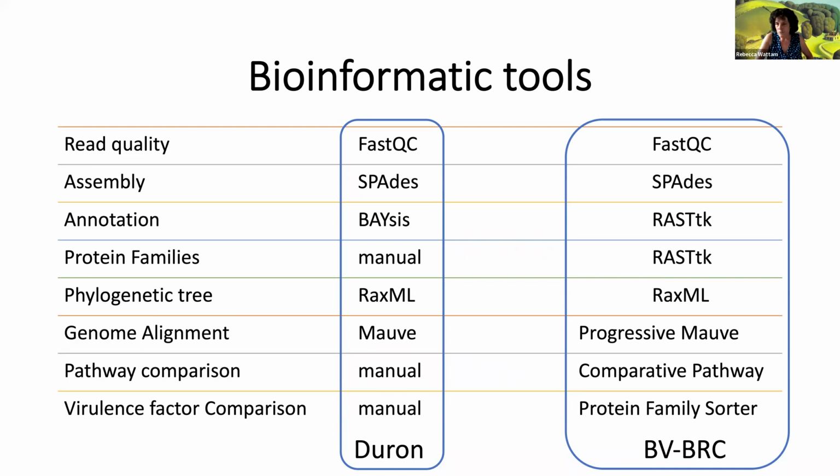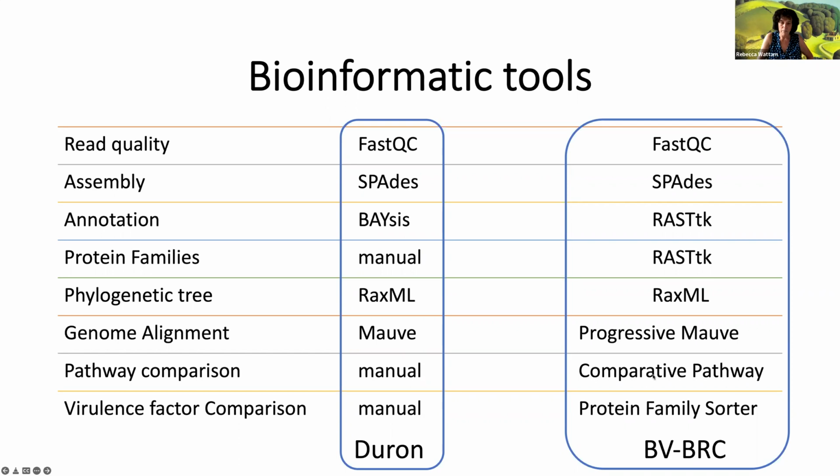We use the RAST toolkit because it gives us protein families and a number of other things. They created their protein families manually. We use the RAST toolkit to do that. Their phylogenetic tree was using RAxML, which we also had. For genome alignment, they did Mauve. We did progressive Mauve. Pathway comparison, they did in a manual sense.